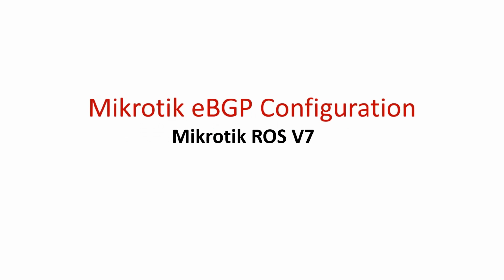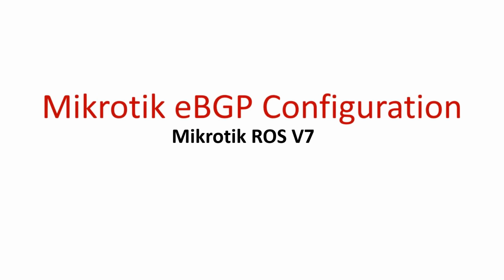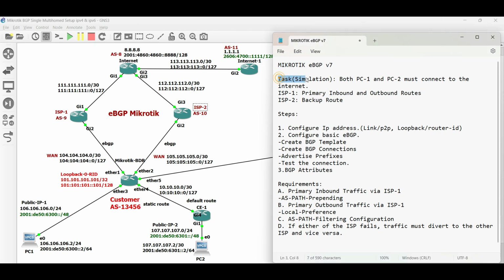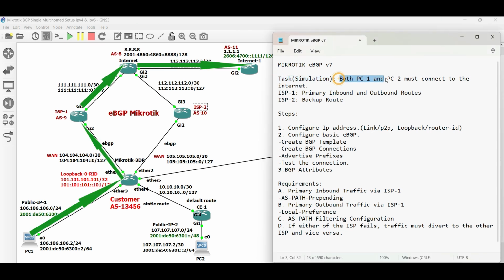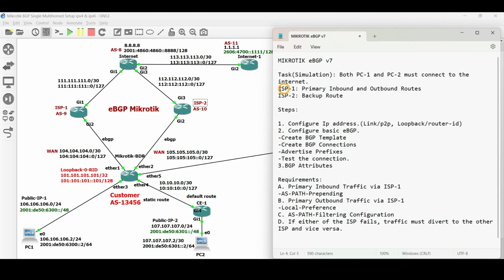Today in this video, I will show and simulate eBGP configuration in a Mikrotik router. In the diagram, a Mikrotik router is connected to two different ISPs for redundancy. For our task, both PC1 and PC2 must connect to the Internet. ISP1 must be the primary path for both inbound and outbound traffic, while ISP2 as backup.